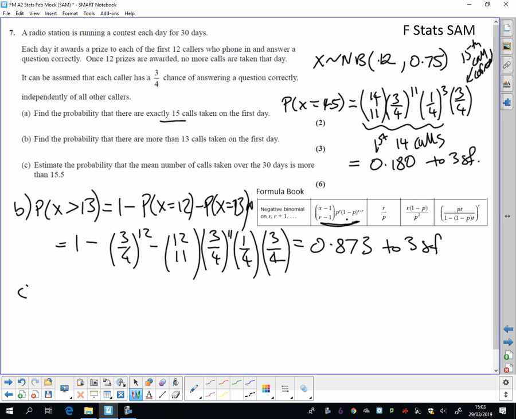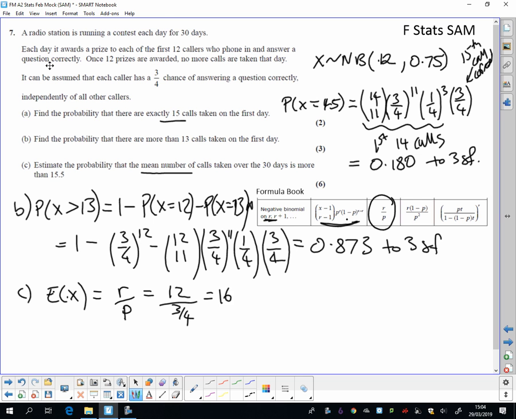Okay, so the last one's slightly different because now we're talking about the mean number of calls over 30 days. So we need to work out what the mean number of calls we generally expect is. Now this is handy to see the formula book. So the formula for the mean is this column. So that's R over P, where R is our minimum number, so our starting number. So this is negative binomial on R, etc. So 12 is our minimum number of calls. Our probability is 3/4 of getting a question correct. So that makes the mean 16.